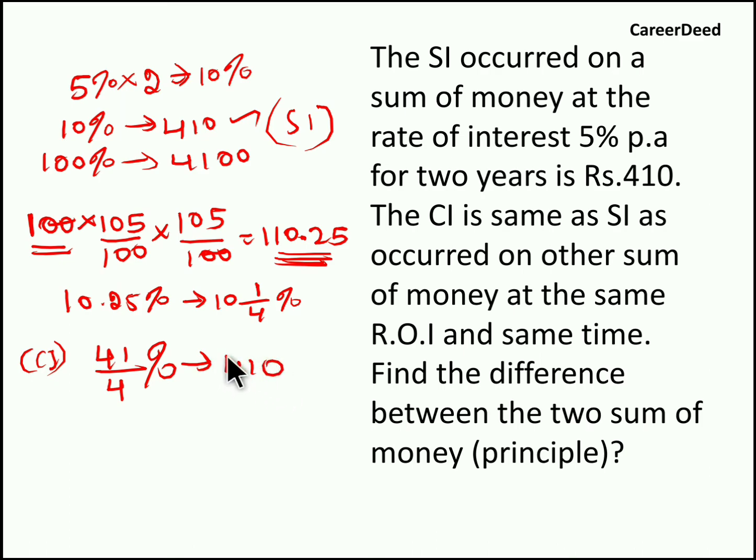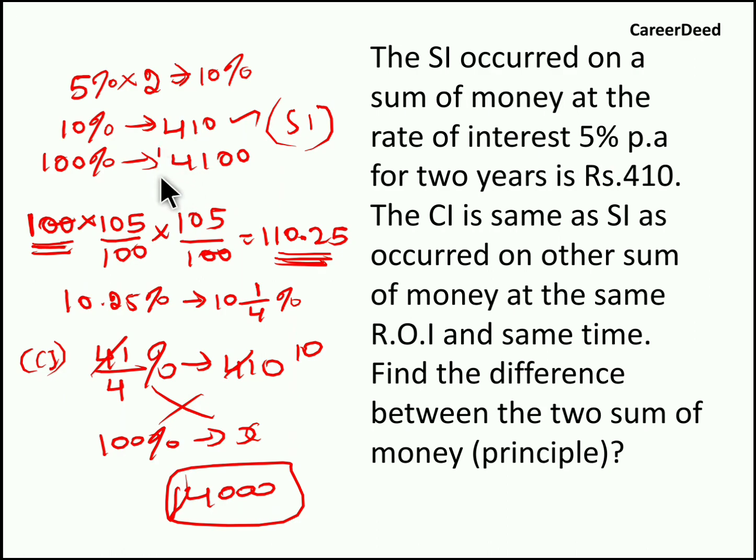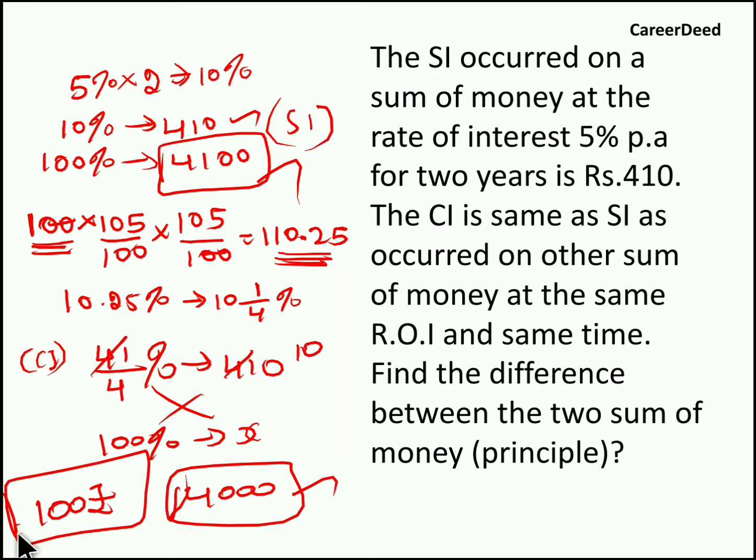Now you have to find the total principal, which is 100%, so 100% equals x. So when we cross multiply, we will get the answer. So 10 into 4, 40. 40 into 100, you get 4,000 rupees. So in simple interest, the principal is 4,100. In compound interest, the principal is 4,000. So the difference between simple and compound interest principal is 100 rupees. So 100 rupees becomes our answer.